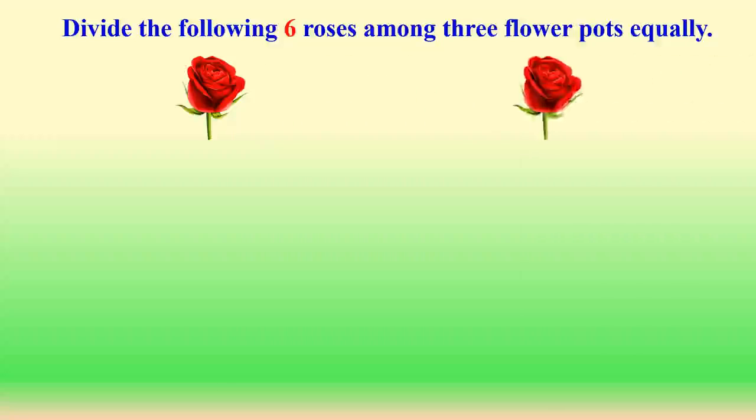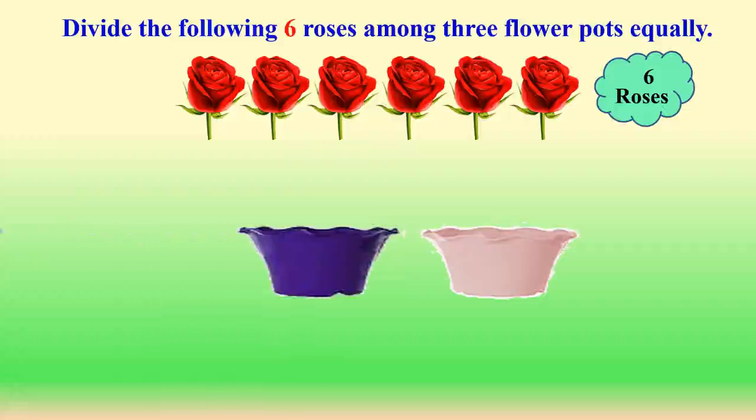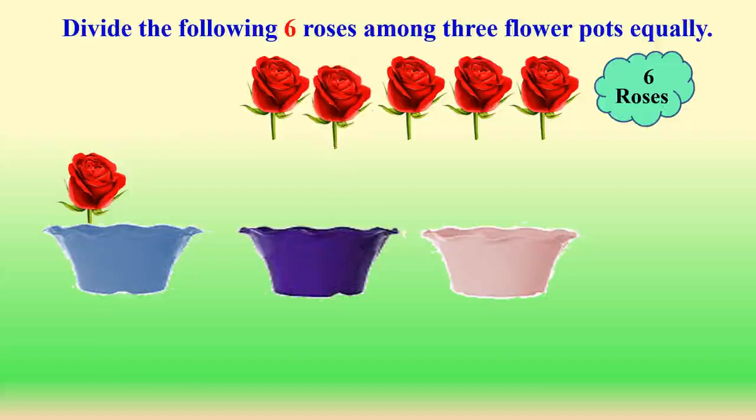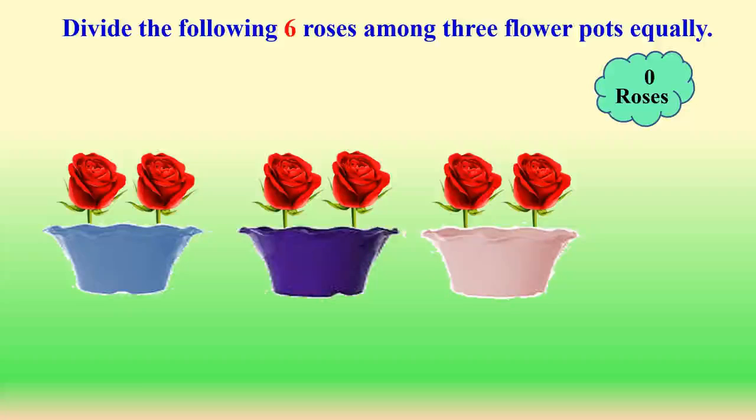Divide the following 6 roses among 3 flower pots equally. That is, we arrange the 6 roses into the flower pots. Here we have 6 roses. We can arrange them equally into 3 flower pots. First we arrange one in each flower pot. There are 3 roses remaining. Again we arrange one in each. There are 0 roses remaining.